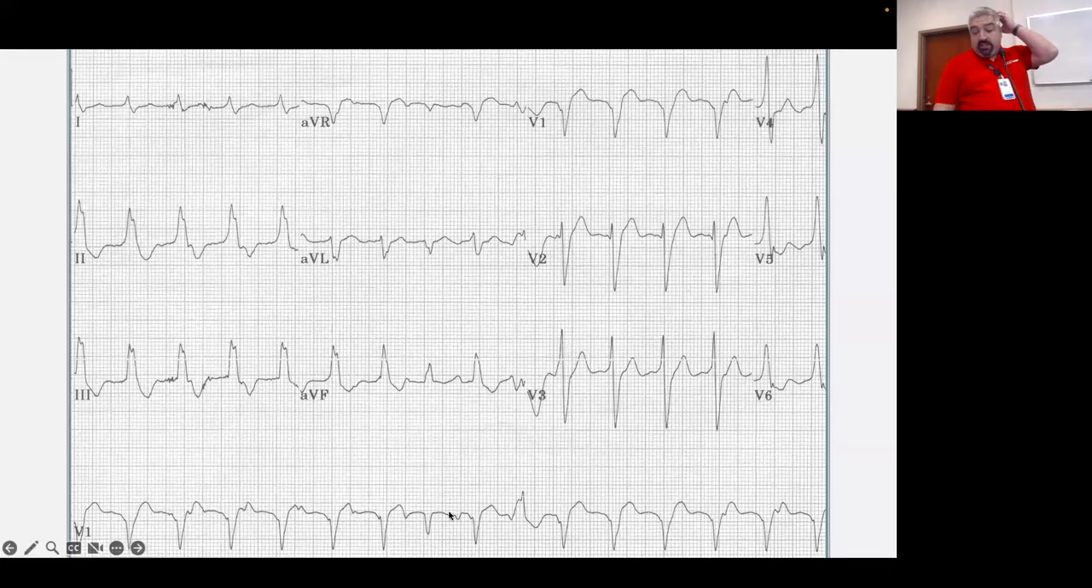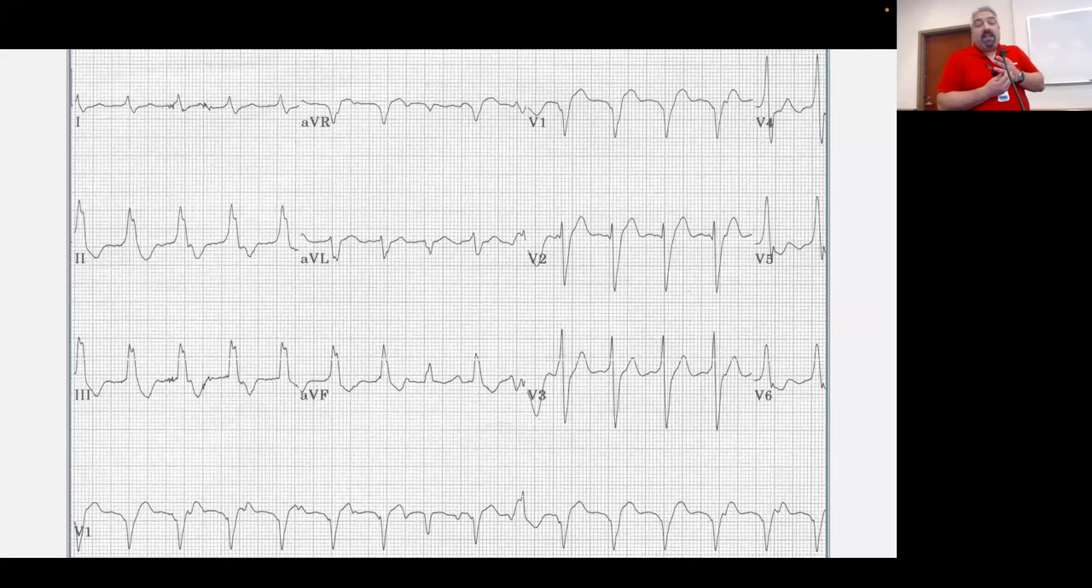Okay, you can also get what's called a capture beat. So here we have a P wave that then fires a different looking QRS complex, and then it goes back into the wider complex rhythm. So this is a capture beat, meaning the atria during a break managed to get a normally conducted impulse down.